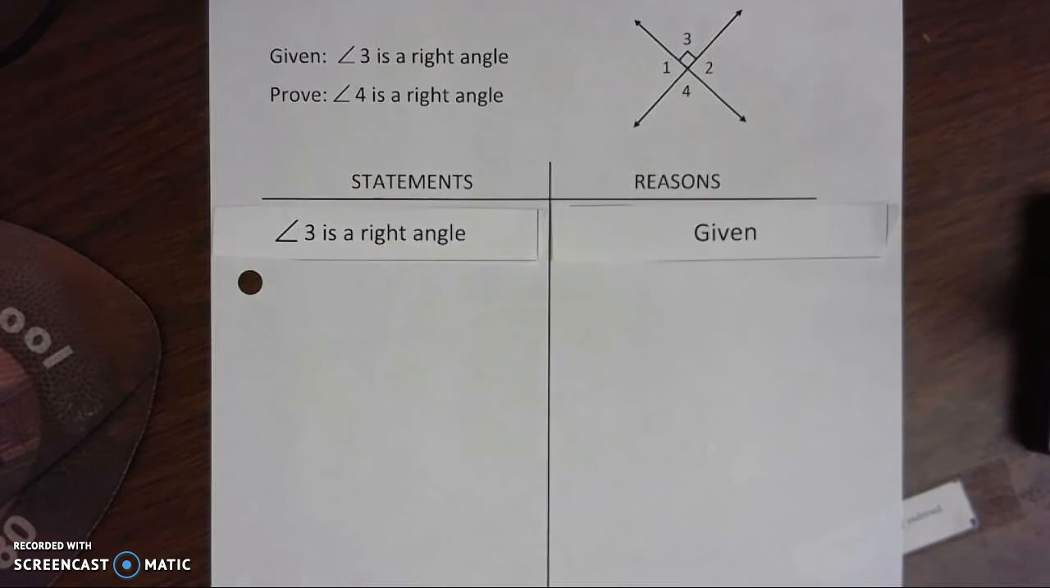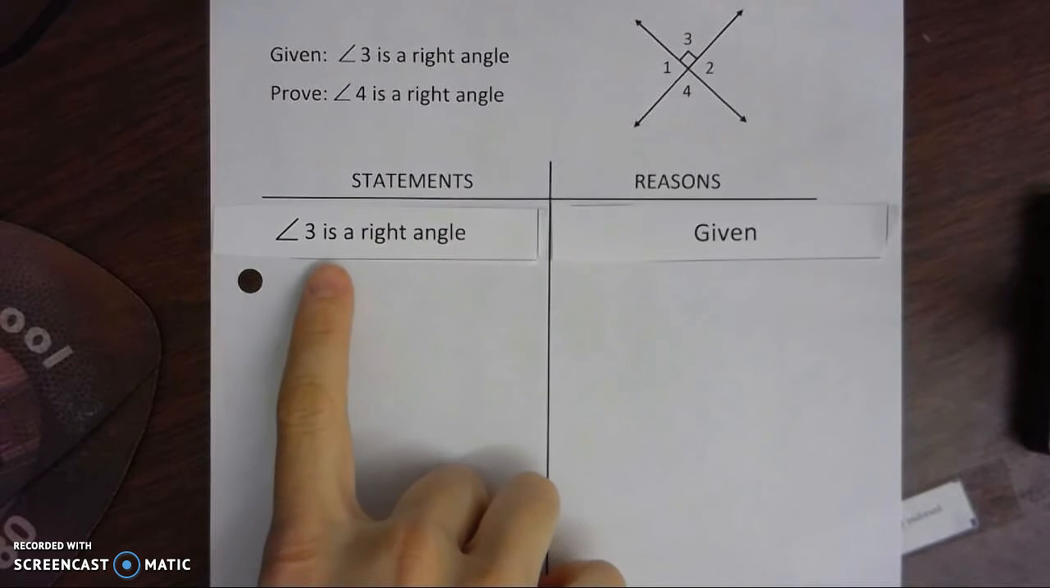Anything else that is true? Somebody raise your hand and tell me anything else that's true. Go for it. Angle 4 is a right angle. Well, that's what I'm trying to prove, and I don't think I have enough information just to jump right to angle 4 being a right angle, but I like that. Isabella, what you got?